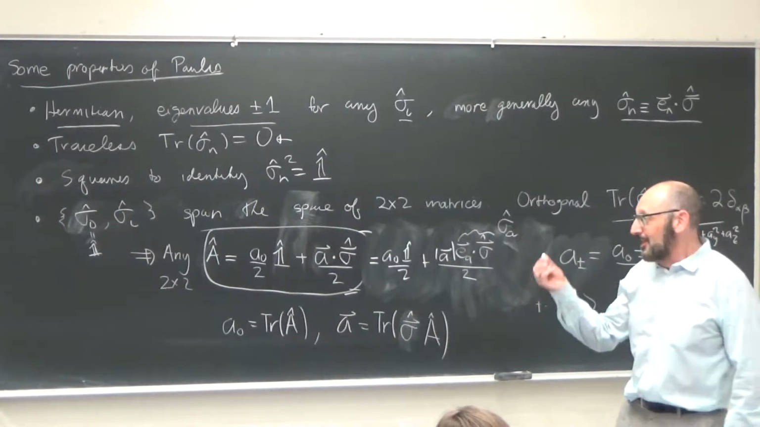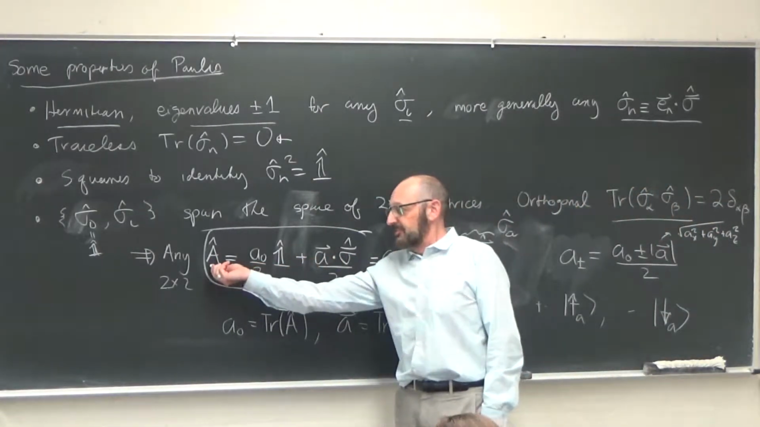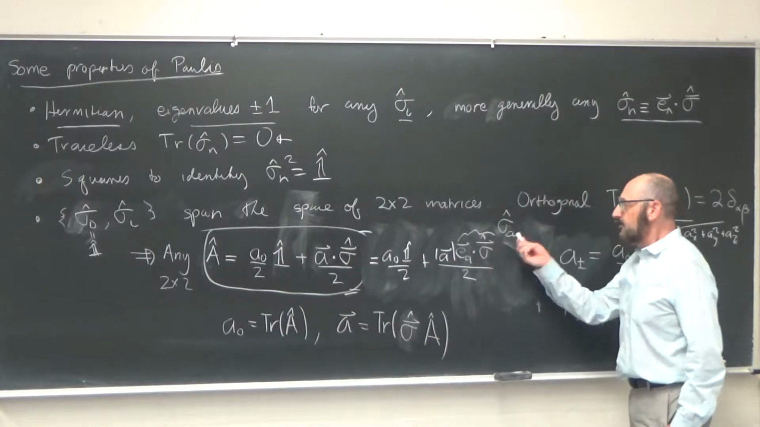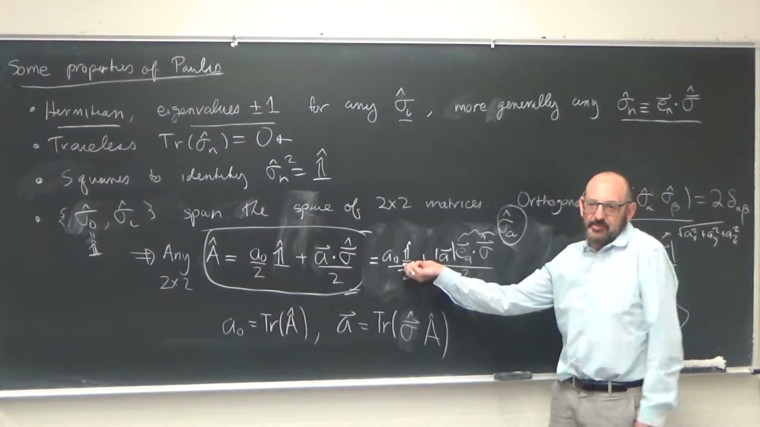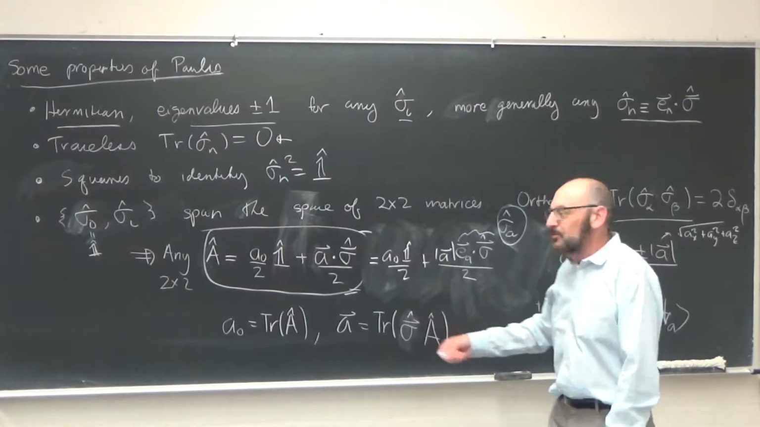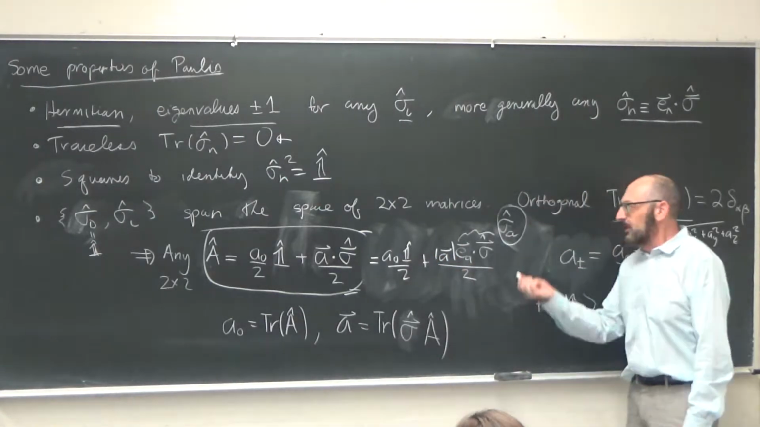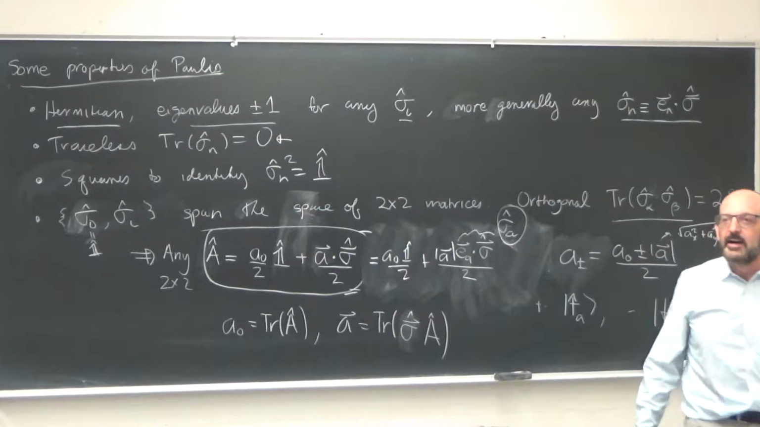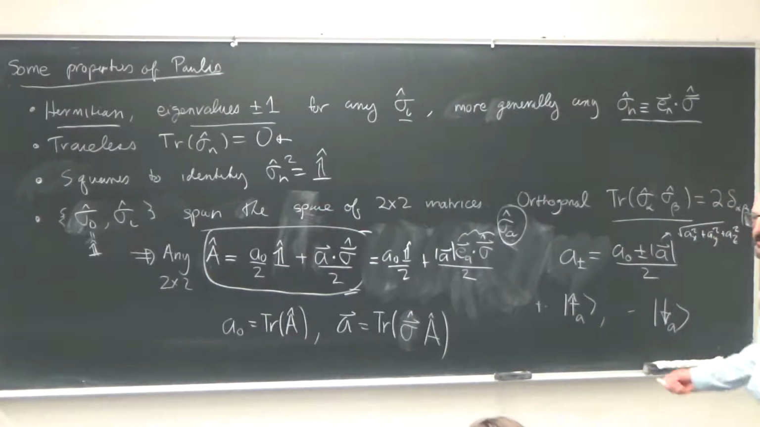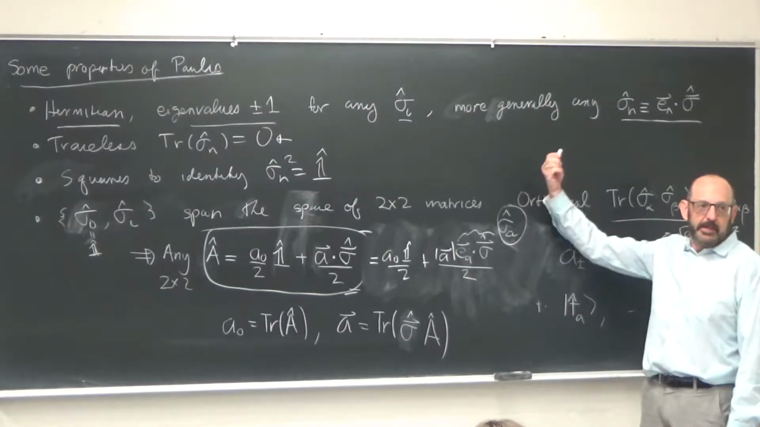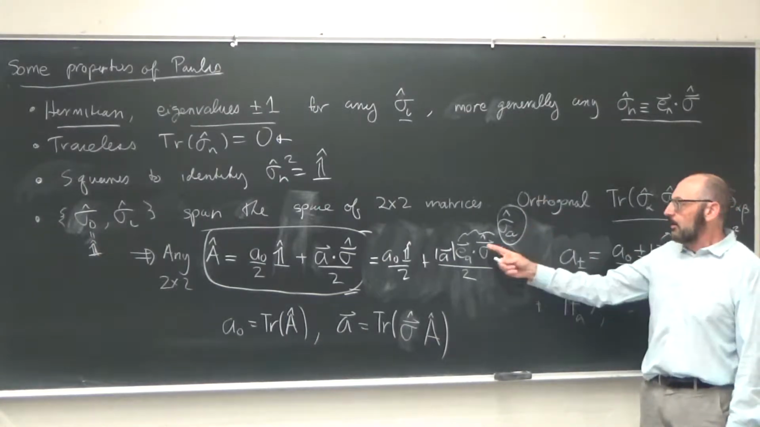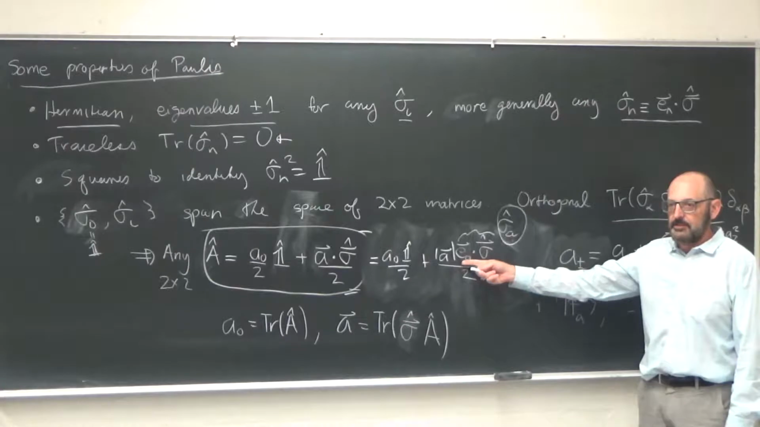Thus, the eigenvectors of this operator are the eigenvectors of this operator, because everything is an eigenvector of the identity. I don't care about that. I only care about what is the eigenvector of this. And that's automatically an eigenvector. And the eigenvectors of this are spin up and spin down along whatever that direction is.